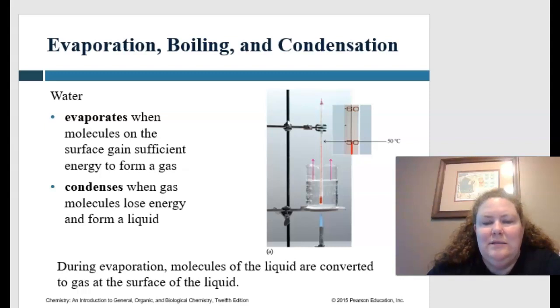Evaporation, boiling, and condensation. Using water is a great example. Water evaporates when the molecules on the surface gain sufficient energy to form a gas. And it condenses when the gas molecules lose energy and they form a liquid. Okay, and so you can see the differences happening here at 50 degrees Celsius. Things are starting to change. So during evaporation, the molecules of a liquid are converted to a gas at the surface of the liquid.